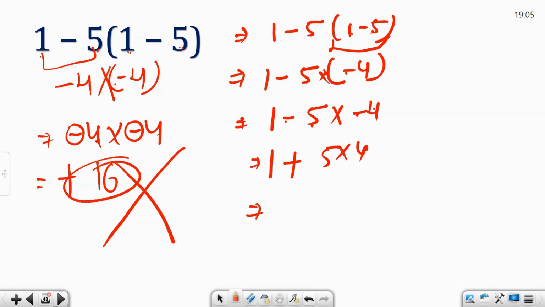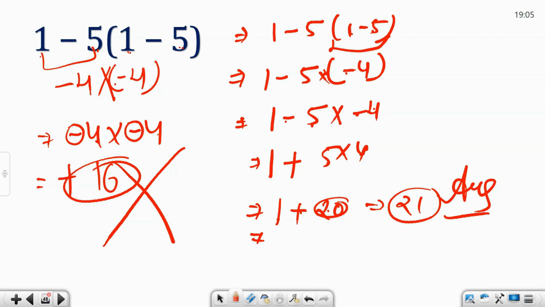Now we'll continue solving further. 1 plus 5 into 4 is 20. Now, continuing further, 1 plus 20 equals 21. This is the right answer.